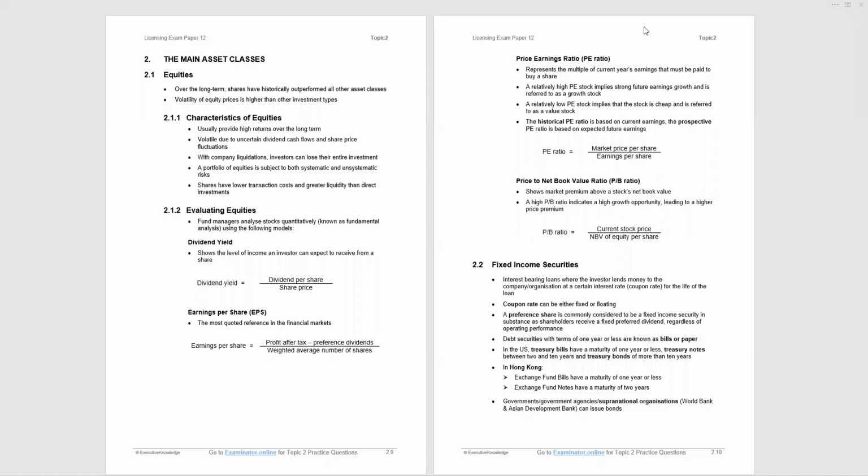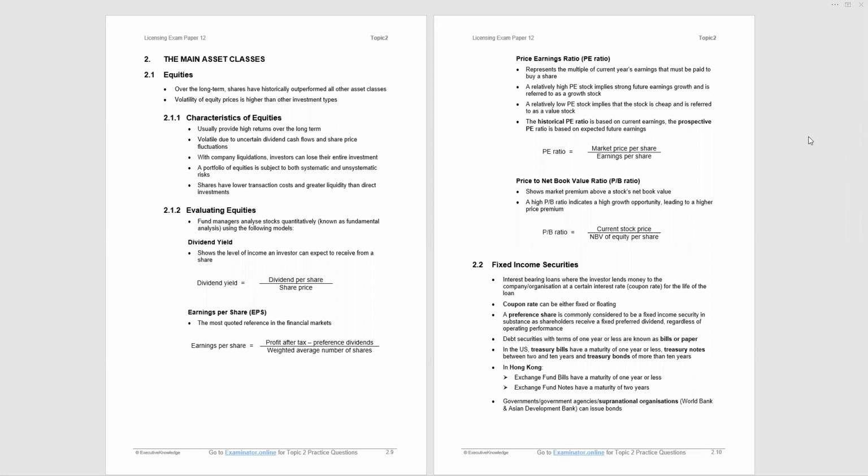Continuing with topic 2 of paper 12, we are going to look at 7 more asset classes. So previously we looked at the first asset class, equities. We're now going to look at 7 more. Now, under 2.2, the next one is fixed income securities.